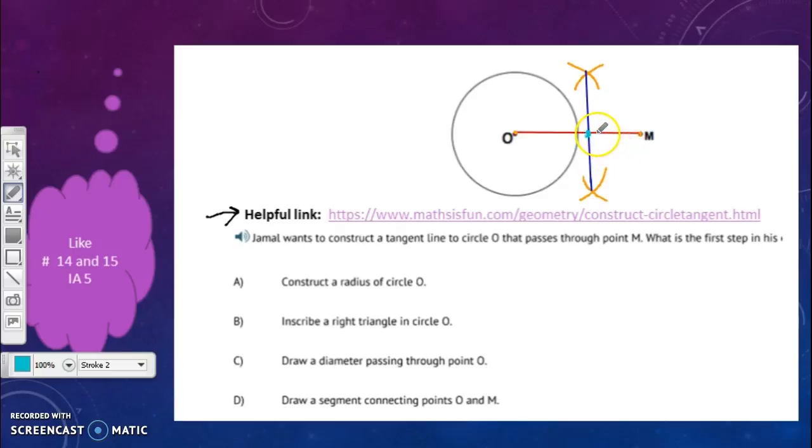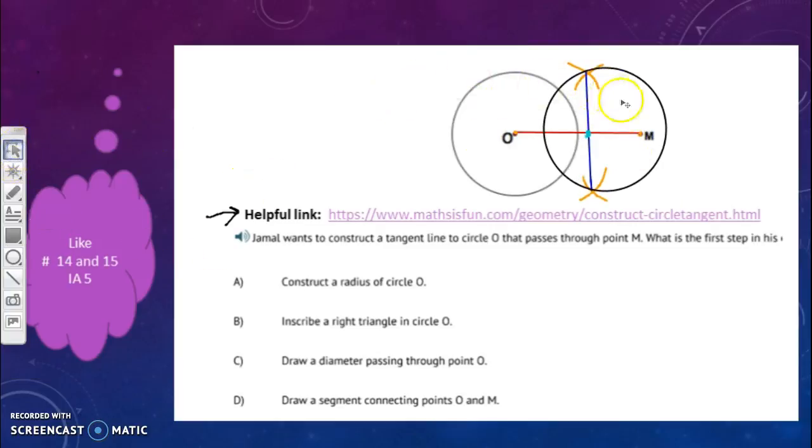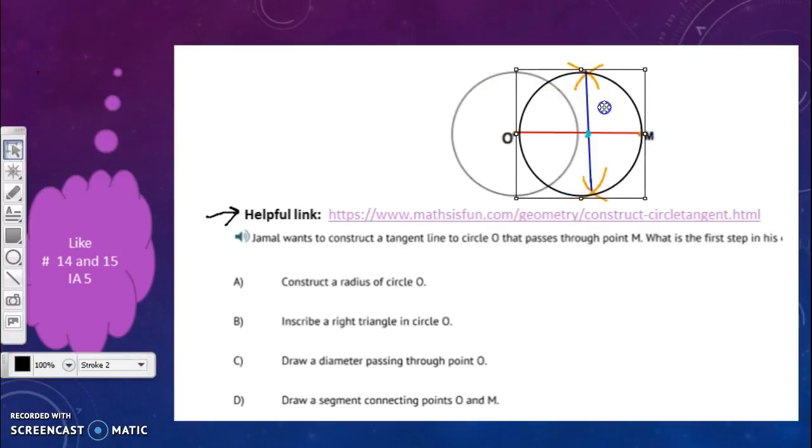And then what I would do is I would draw part of a circle over here. Well, I would actually just draw that circle. Let me grab my circle tool here and show you. I would draw a circle right here whose center point is that teal colored point. Okay, and because a radius is the same size on both sides, it would pass through point O and point M.